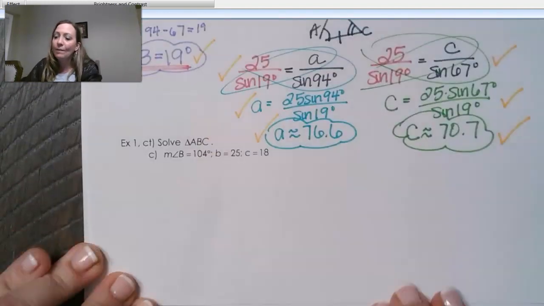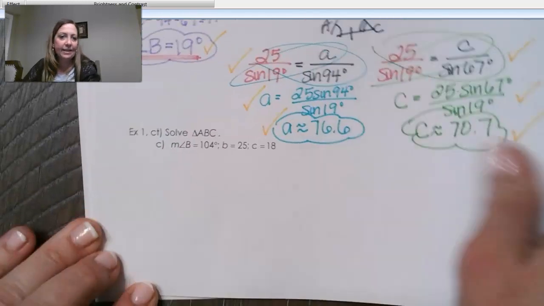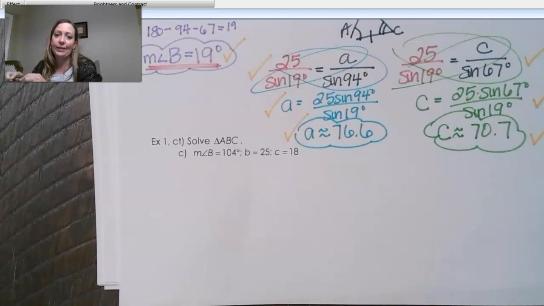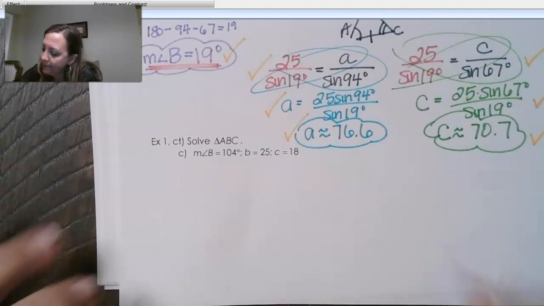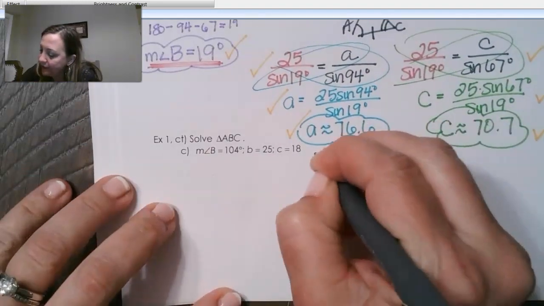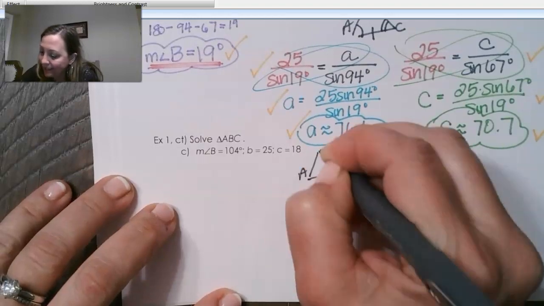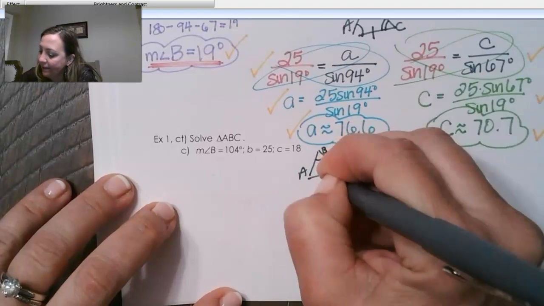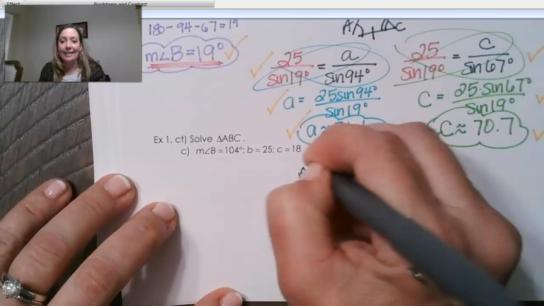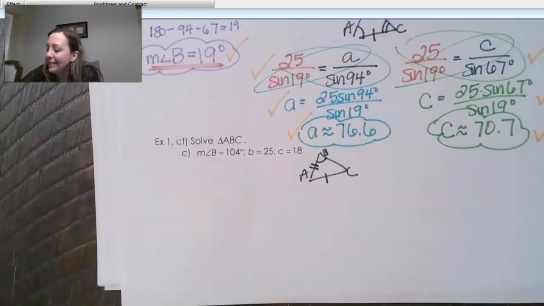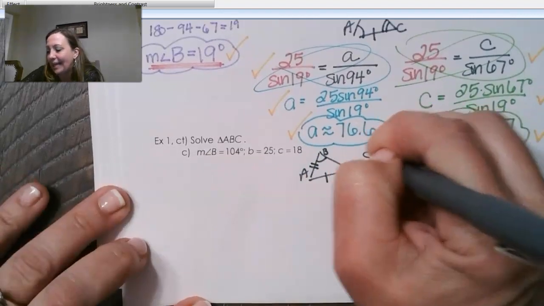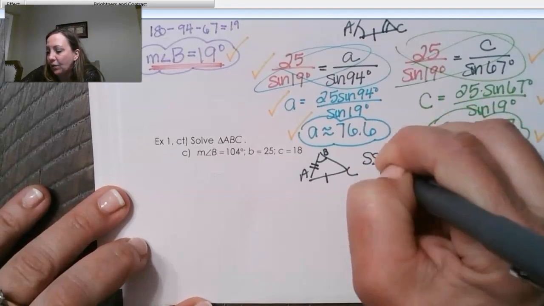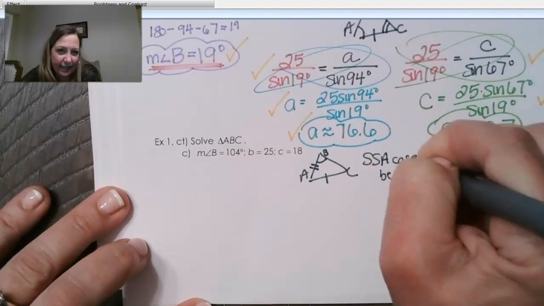So I have one more example to do with you today, and that's example 1C. In this question, we are given that the measure of angle B is 104 degrees. And again, my triangles are not to scale. And that side B is 25, and that side C is 18. This is an SSA case.